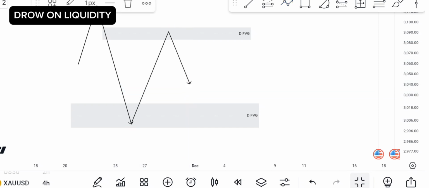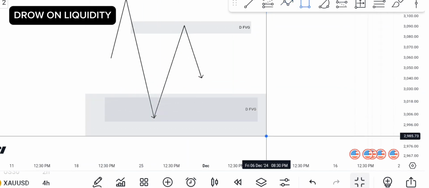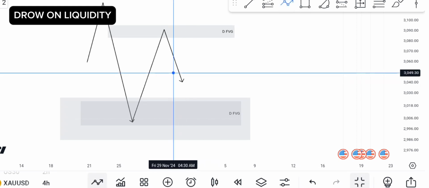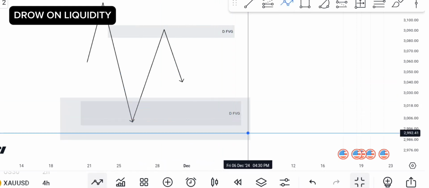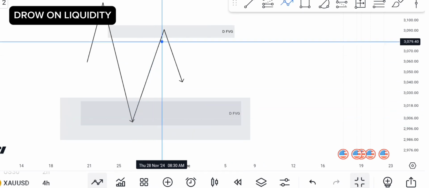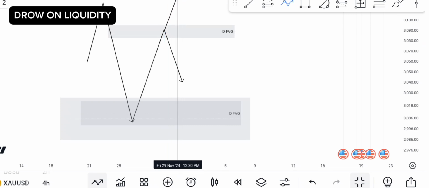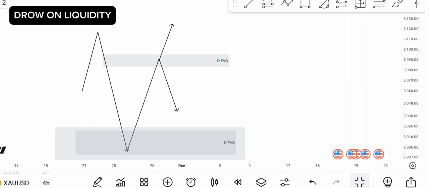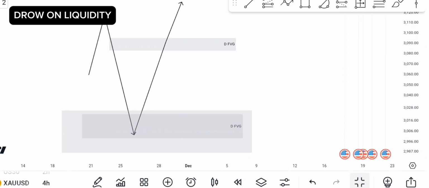But if there is a weekly fair value gap here, price will not come to this draw on liquidity, because behind this daily fair value gap there is a weekly fair value gap. Most of the time you will find that the daily fair value gap will be disrespected and price will go like this. So we have to check the higher time frames also.